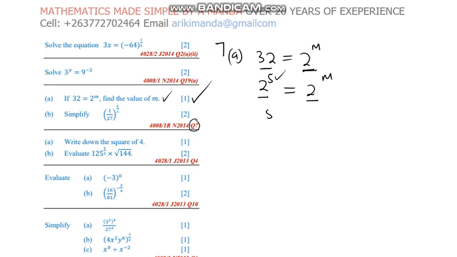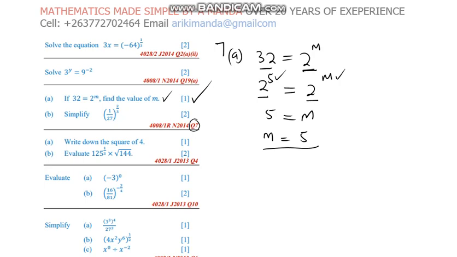So we end up having a 5 is equal to the other index, which is what? An m. And properly writing, we'll simply say m is equal to 5. This is the value of m. If you do this in an exam, you get all the given marks. Let's proceed and look at the other questions chosen by the teacher or examiner.